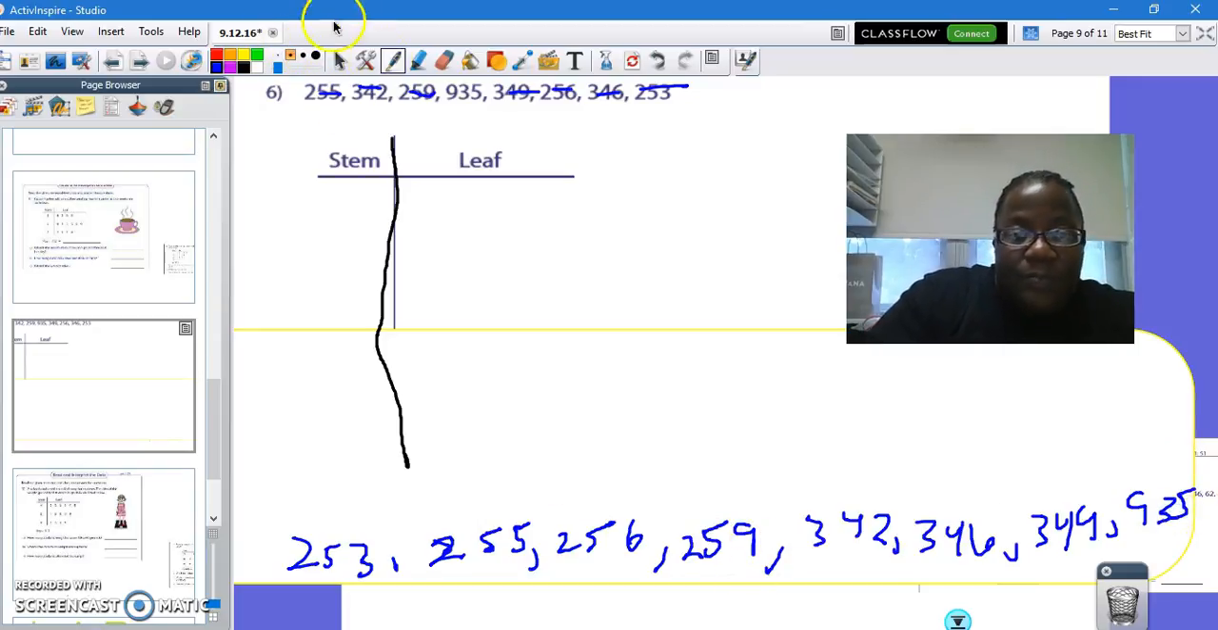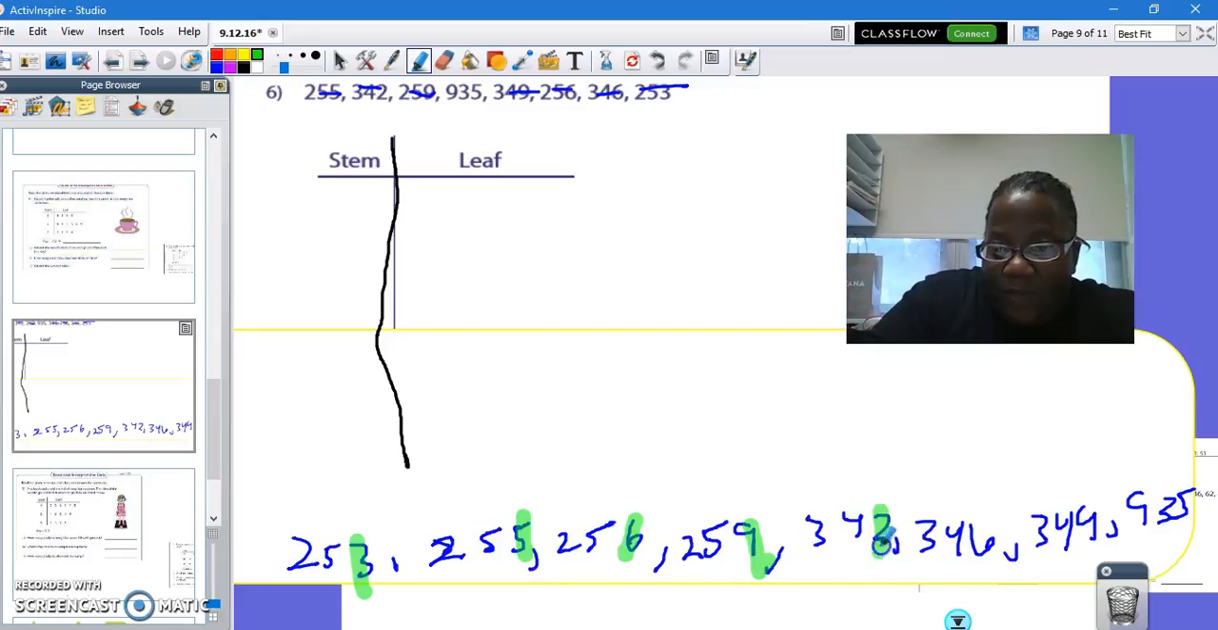Okay, so again, I like to highlight all my ones place. 3, 5, 6, 9, 2, 6. I think that's 9. 3, 69, 46, 69, and a 5. So now I know what my stems are.